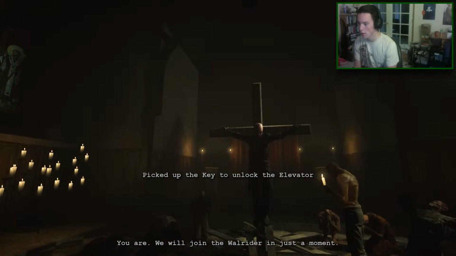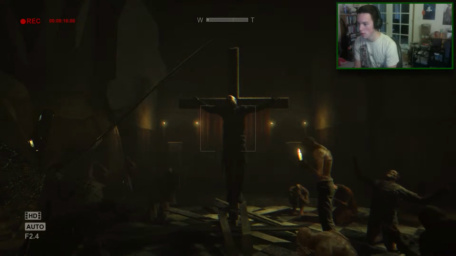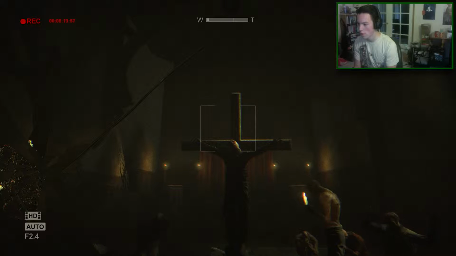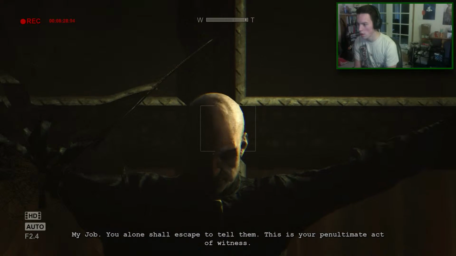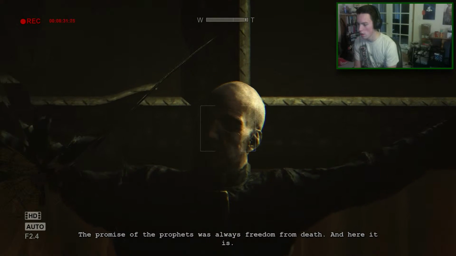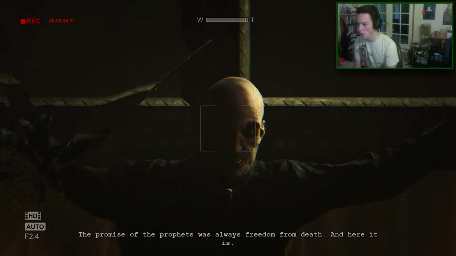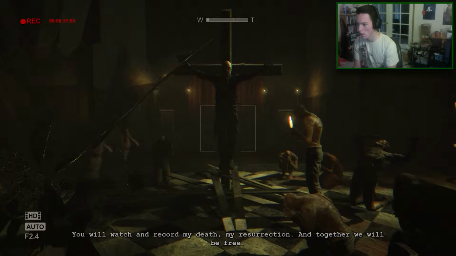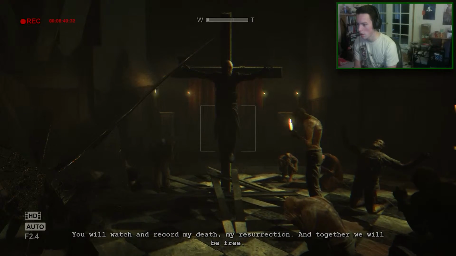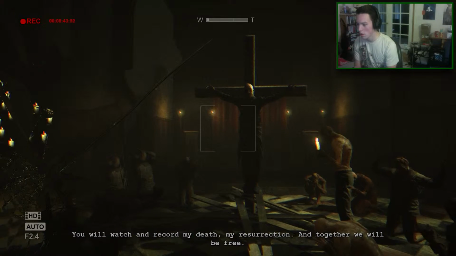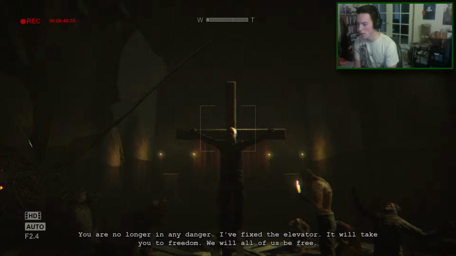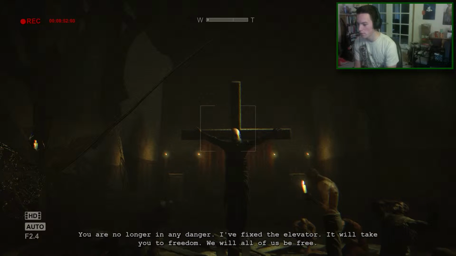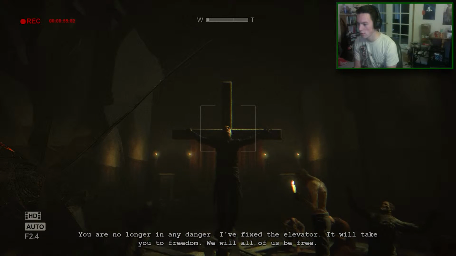We will join the wall rider. Is that the priest? My Job, you alone shall escape the Talpa. This is your penultimate act of witness. The promise of the prophets was always freedom from death. And here it is. You will watch and record my death, my resurrection. And together we will be free. You are no longer in any danger. I fixed the elevator. It will take you to freedom. We will all of us be free.